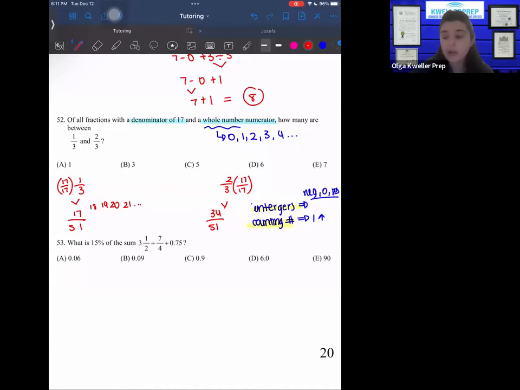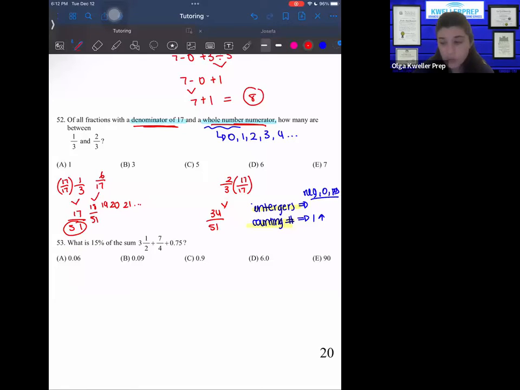right? But the question says they want a denominator of 17 and a whole number numerator. So what that means is, how do I get this back to 17? I have to divide by 3. So in order for my numerator and my denominator to be whole numbers, both of those values have to be divisible by 3. Does that make sense to everybody logically? So 18 out of 51 will be good because I can divide it by 3, and this is going to be 6 out of 17.